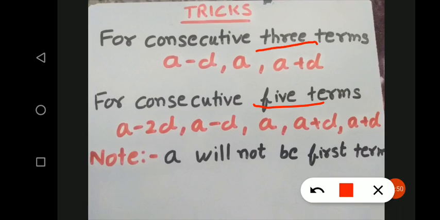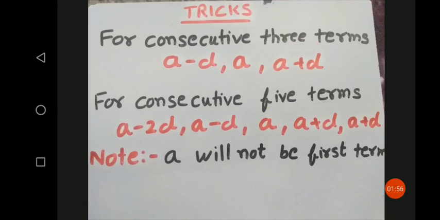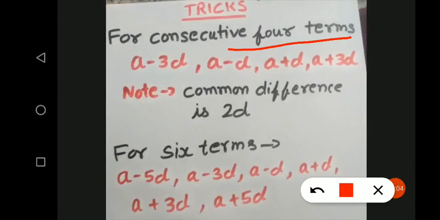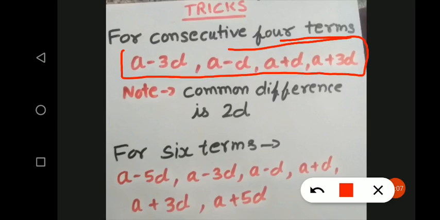For even numbers of terms, we have another trick. Let's see that trick also. It says that if there are 4 consecutive terms, then we can take the 4 terms as A minus 3D, A minus D, A plus D, and A plus 3D. Here the common difference will be 2D. Earlier the common difference was D only, but now the common difference changes, and it is 2D.